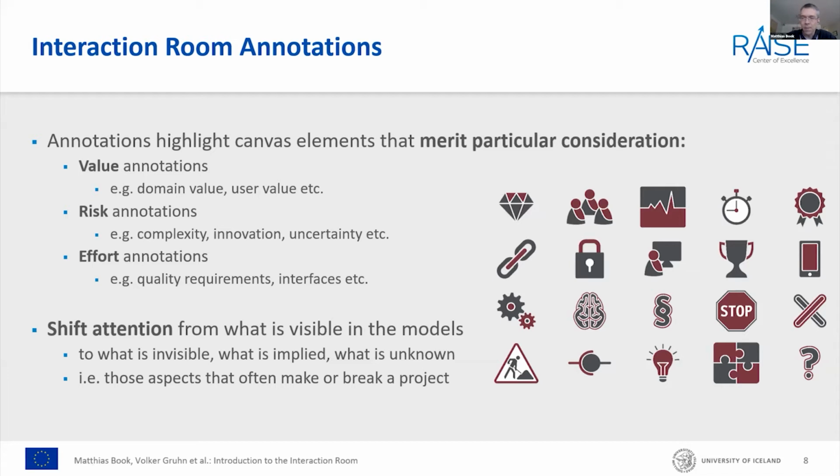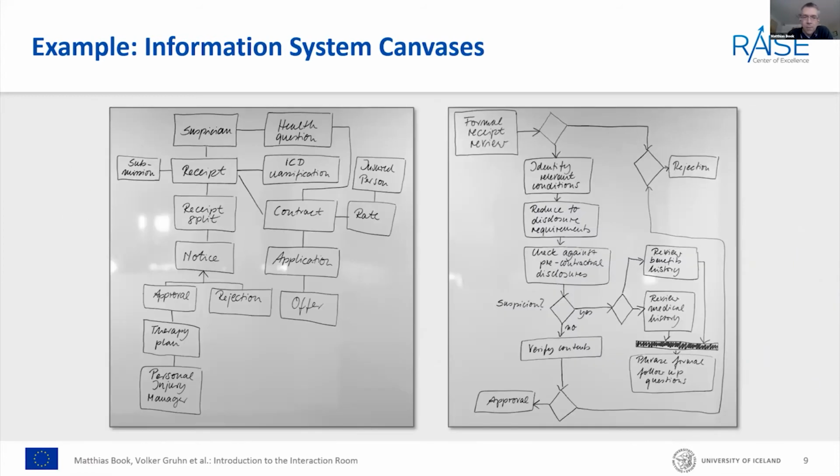projects, but the key intention of these annotations is that we want to shift the attention from what's visible in the model to what's typically invisible, implied, and so on, because those are the things that usually decide the project success. If you look at these models, and if you imagine much more complex models than these, you might not really realize what's going on in this project. Yes, this is something to do with healthcare receipt processes, but yes, this is a model that doesn't really tell you anything.